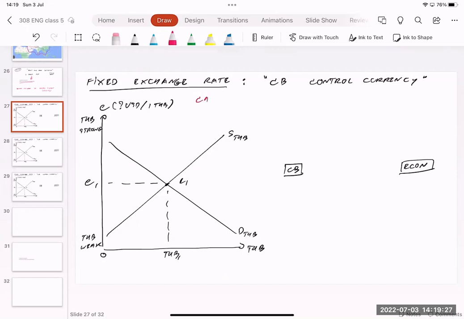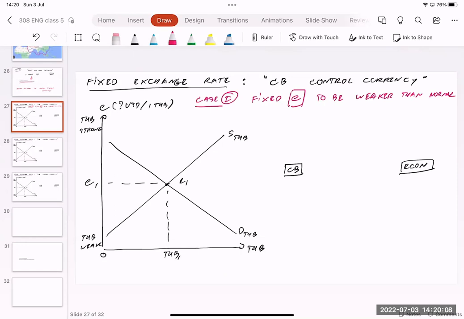Case number 1. Okay, fix the exchange rate to be weaker than normal. For example, in the graph, you have demand for Thai baht, you have supply for Thai baht. If you're doing nothing, if you're using the flexible exchange rate, the nominal exchange rate should stay at E1, along with the equilibrium point.